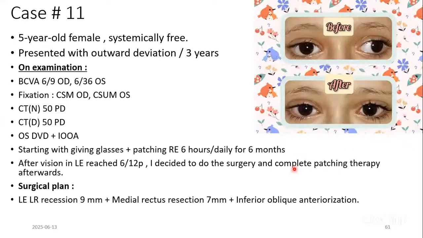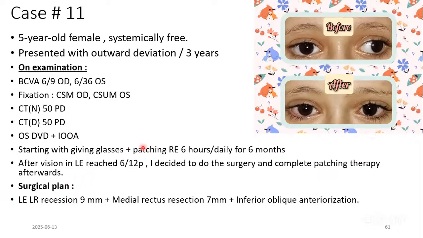I think this is the last case. A 5-year-old female presented with outward deviation for 3 years, having 6/9 vision in the right eye, 6/36 vision in the left eye, cover test exotropia 50 prism diopter at near and at distance, and she had left eye DVD and inferior oblique overaction. Starting with giving the glasses, patching the right eye 6 hours daily for 6 months. After vision in the left eye reached 6/12, I did the surgery and completed the patching after the surgery.